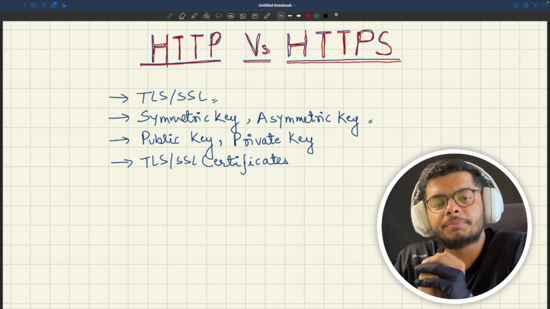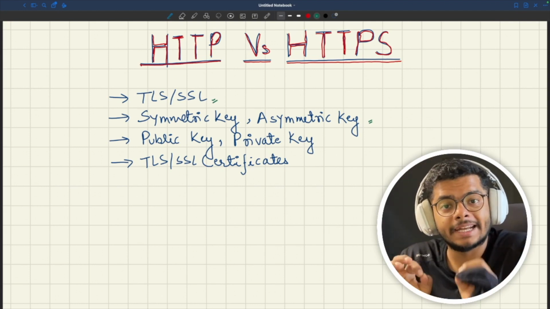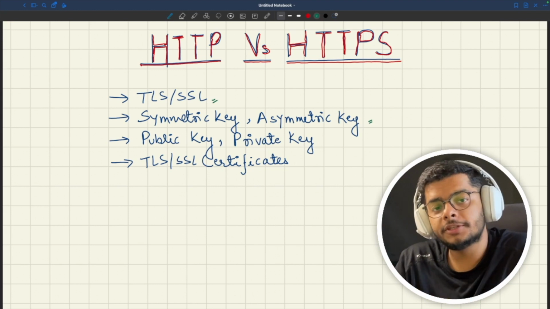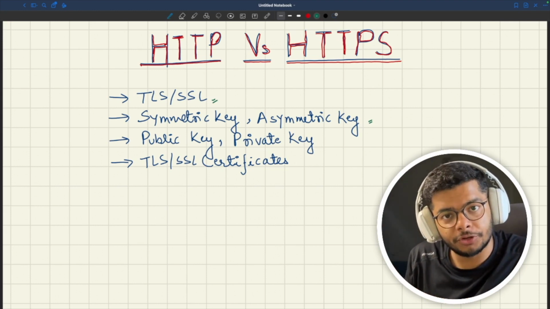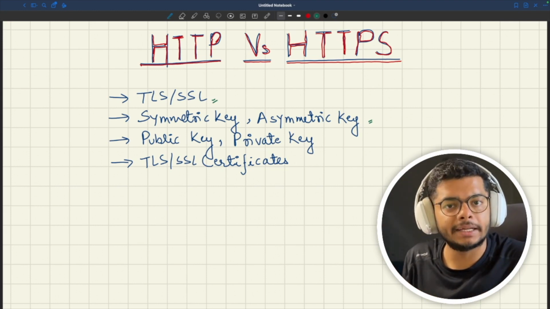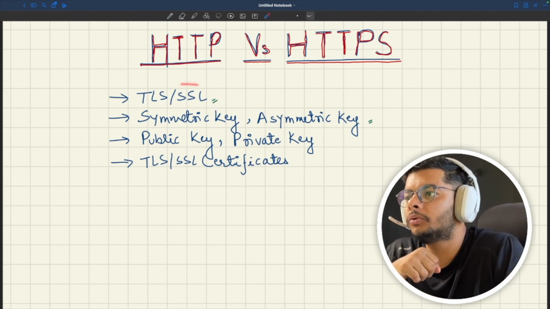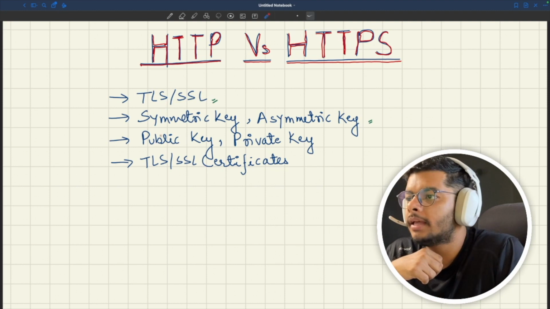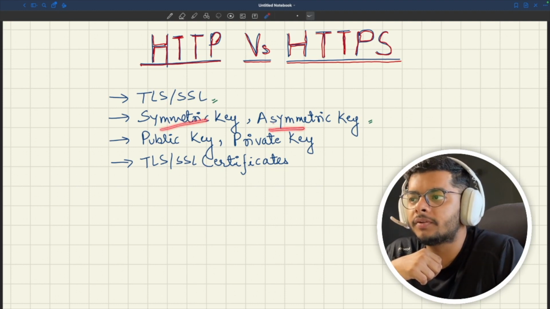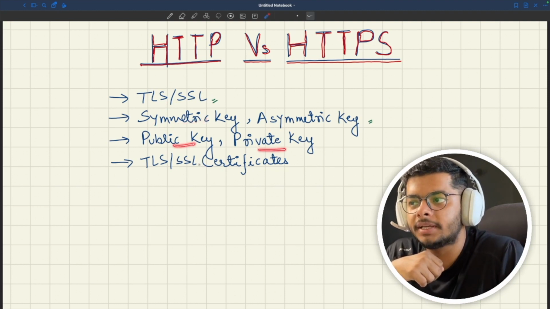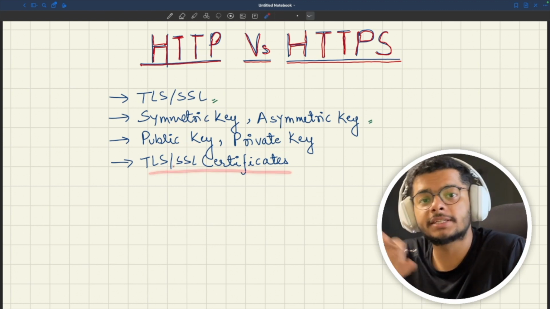HTTP versus HTTPS is a very common topic yet loosely understood. So in this video, I'm trying to break it down for you, simplify it so that understanding it becomes easier. We are going to understand TLS and SSL, symmetric key, asymmetric key, public key, private key, and where the certificates come into play.